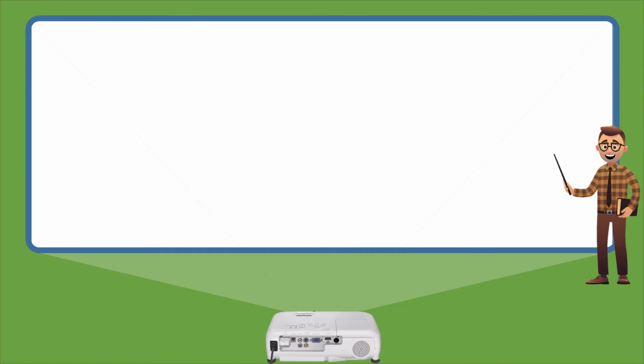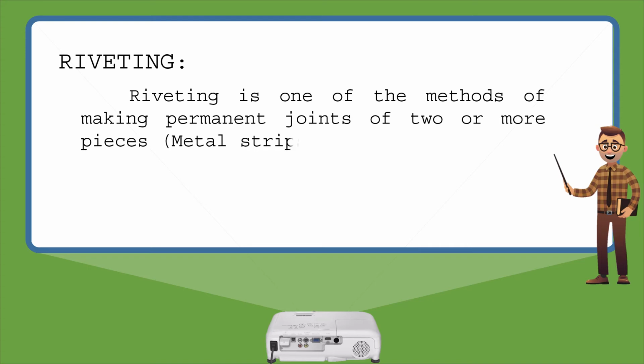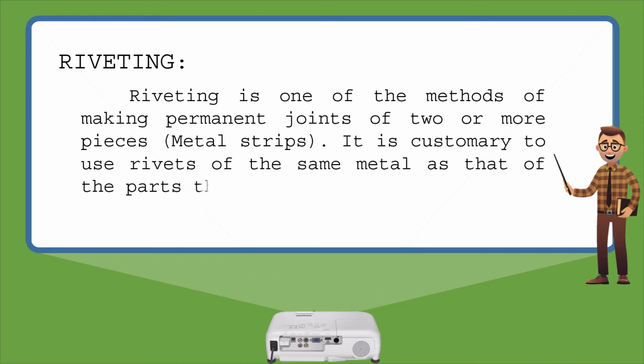Till now, we have discussed the definition of rivet, shape of rivet head, and types of rivet. After that, we are going to discuss what is riveting. Riveting is one of the methods of making permanent joints of two or more pieces of metal strips. It is customary to use rivets of the same metal as that of the parts that are being joined together.